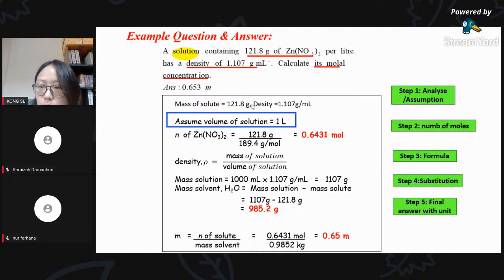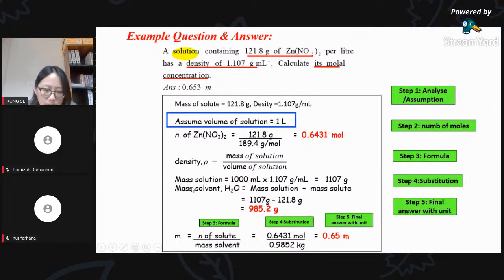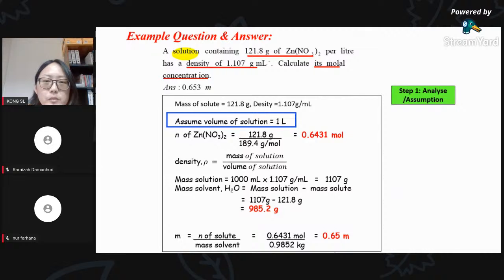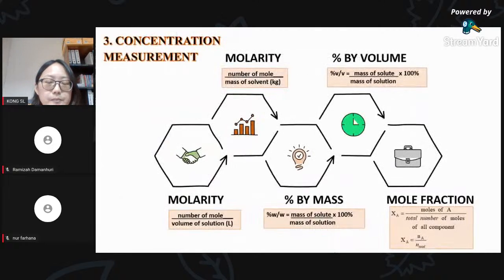So step 2, find out the number of mole. Write down the formula, substitution, and find the answer with unit. If you notice, for chemistry calculation, it keeps on repeating. Again, formula, substitution, find the answer with the correct unit. So just now we went through 3 questions. Check when we need to assume and when we don't need to assume. If we assume, how are we going to assume? I just repeat a bit.